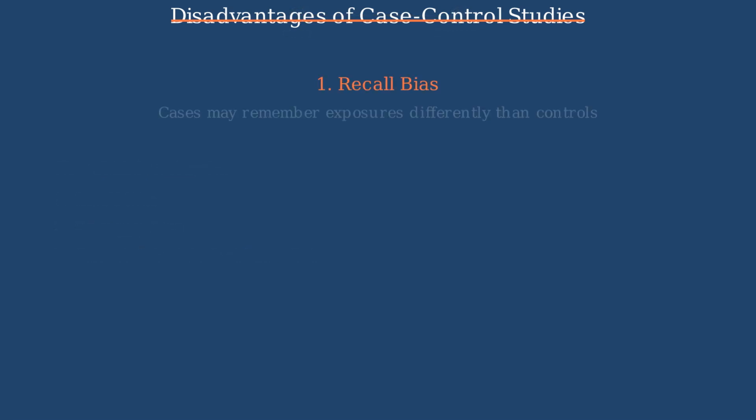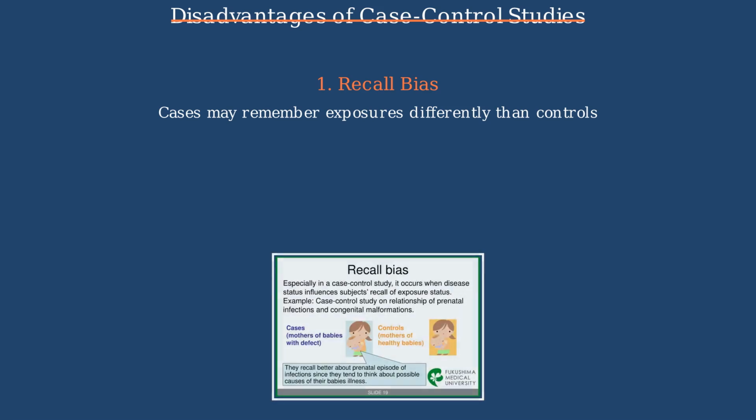First, recall bias occurs when cases remember exposures differently than controls, typically because the disease experience makes them scrutinize their past more carefully. For example, mothers of babies with birth defects might recall prenatal infections more accurately than mothers of healthy babies, simply because they've been searching for explanations for their child's condition.